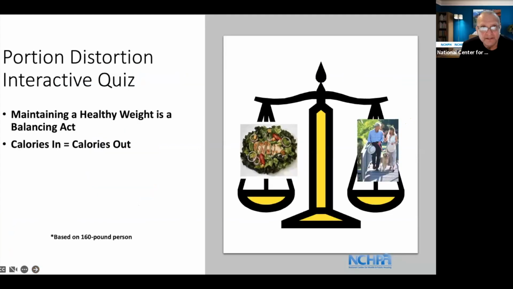So remember, and this is something that our patients need to understand. We are like a balance, right? What we eat, the calories that we get, are the calories that need to go out, and we achieve that by exercising. We just learned that the average calories that we burn every day are about 2,000 calories, for an average person.